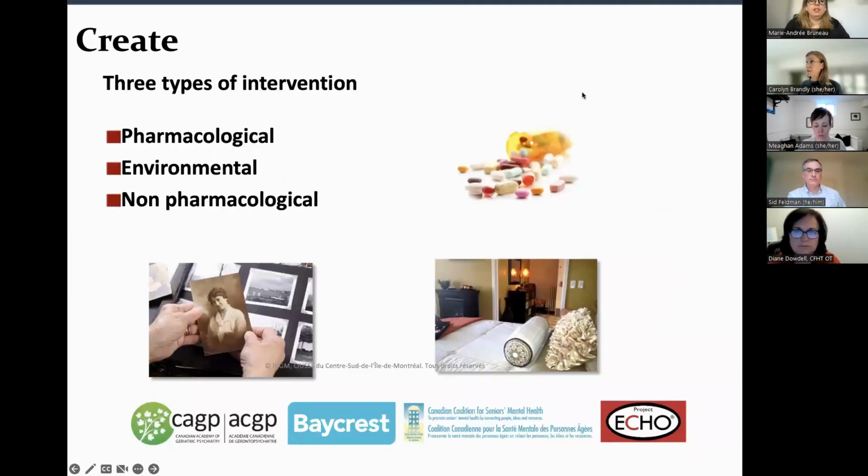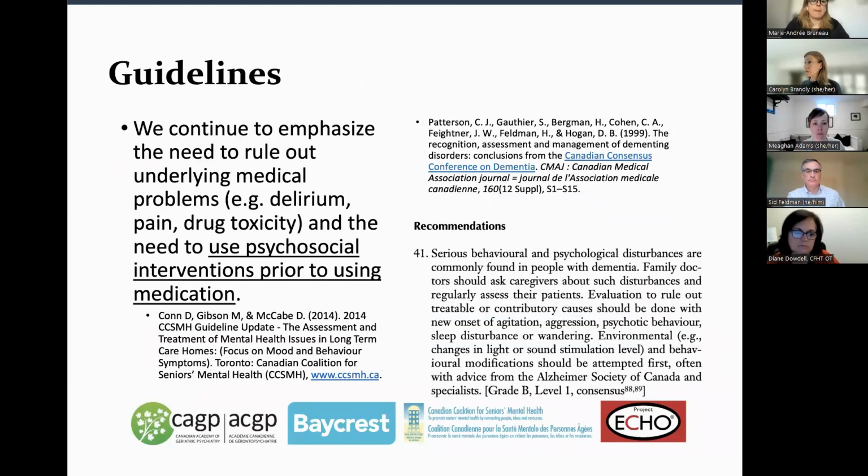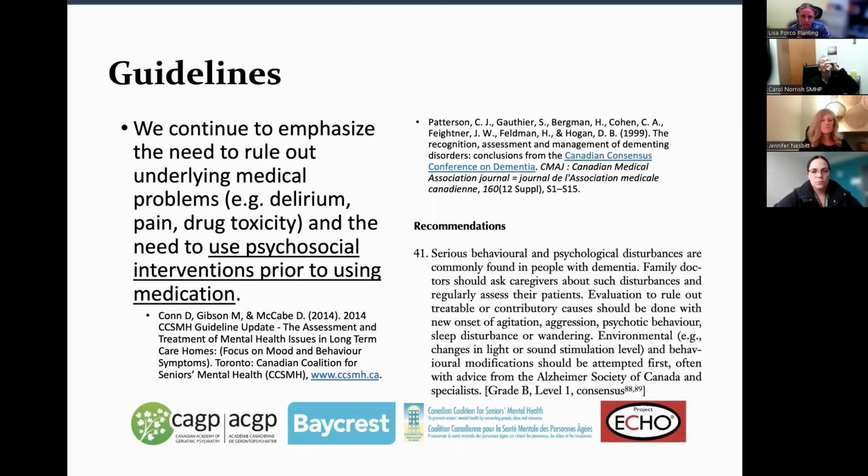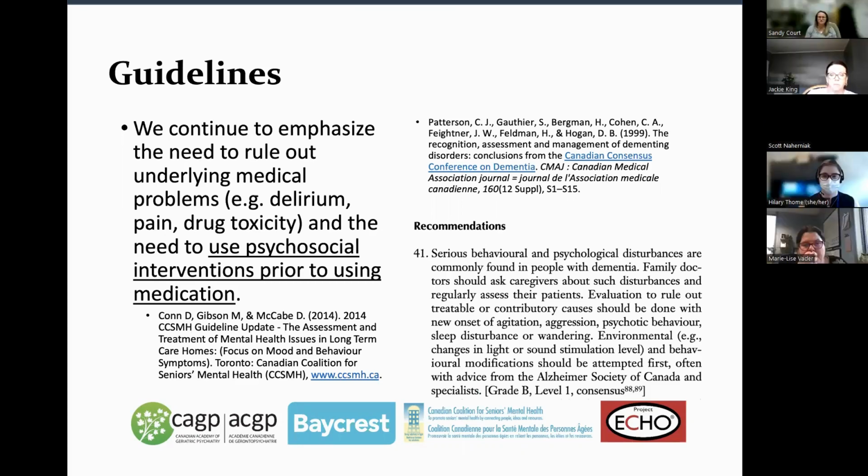So 3 types of intervention, as we said: pharmacological, environmental, and non-pharmacological. I need to emphasize that all major guidelines put some emphasis on the need to rule out underlying medical problems and use psychosocial interventions prior to using medication. So that should be a reflex, not to prescribe lightly, but to try some non-pharmacological interventions first.